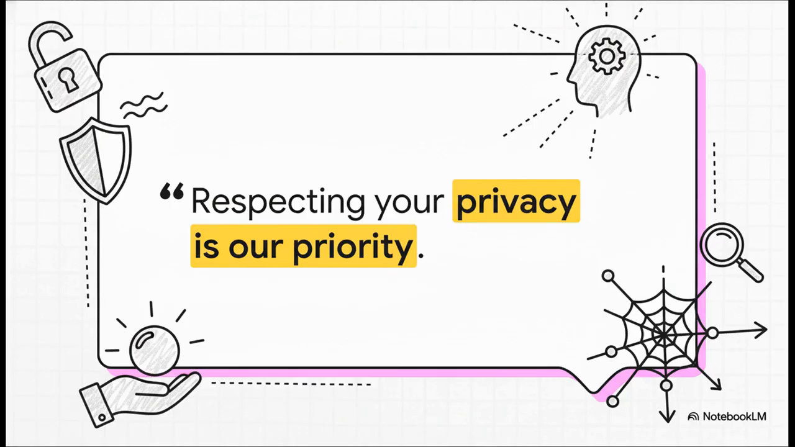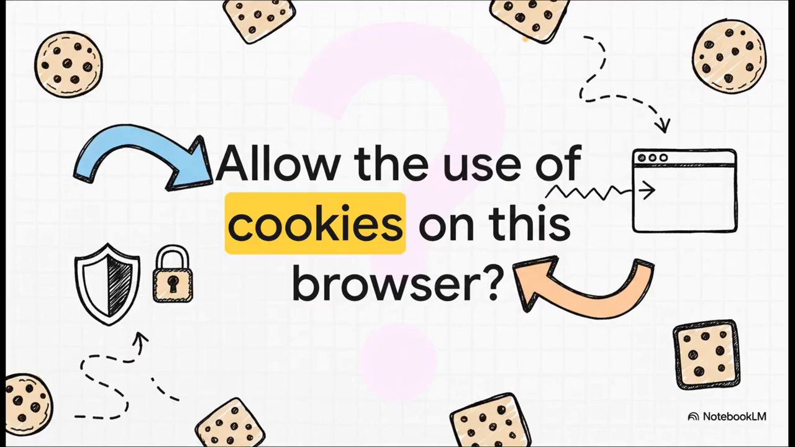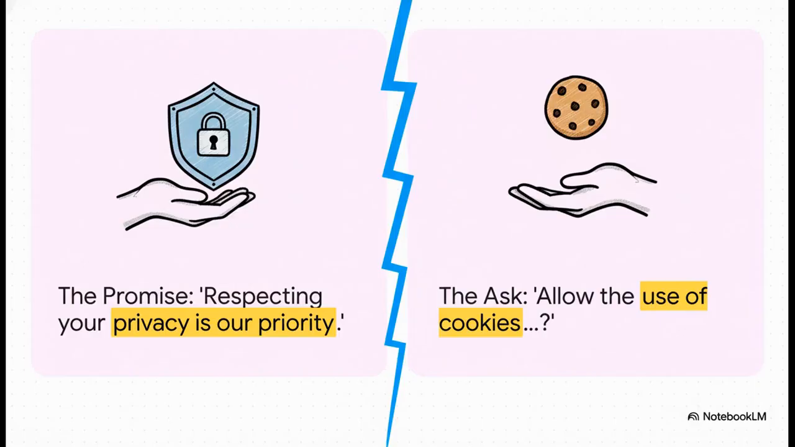It's designed to make you trust them, to make you feel like you're in a safe place that actually cares about your data. But then, right after making that promise, it hits you with a question, a request. Allow the use of cookies, and suddenly there's this really interesting tension between what they just said and what they're now asking. And this right here perfectly captures the central conflict of the entire internet, doesn't it? On one side, you have the promise of privacy, and on the other, you have the ask for your data. The site says it respects you, but it also wants something from you.